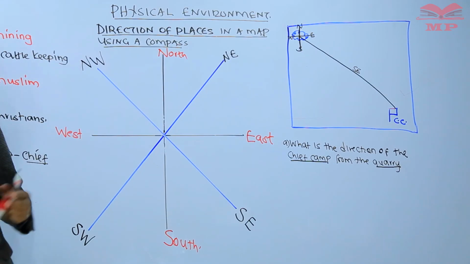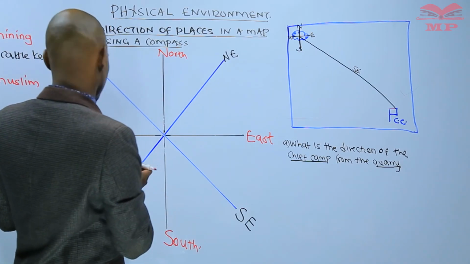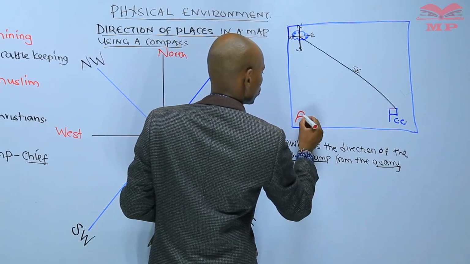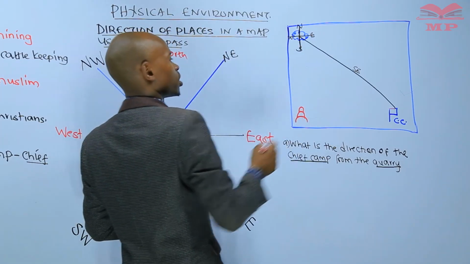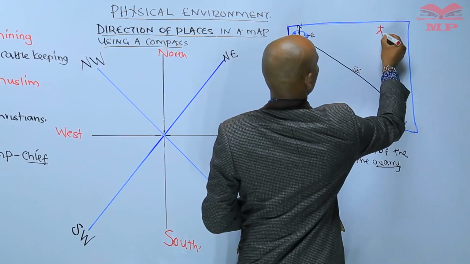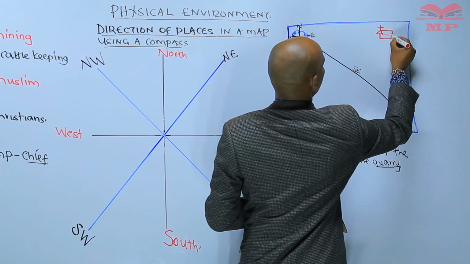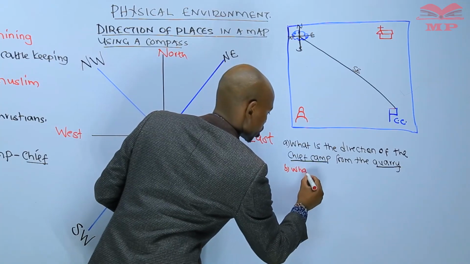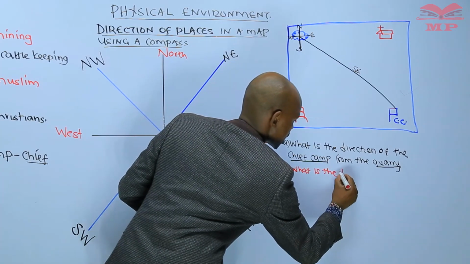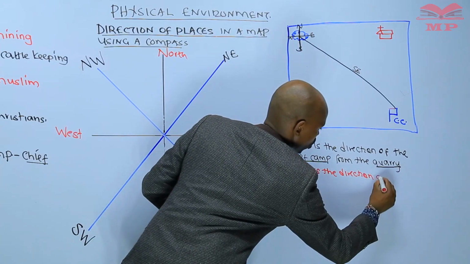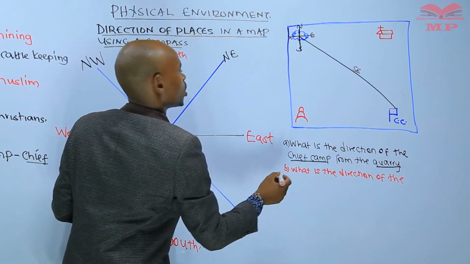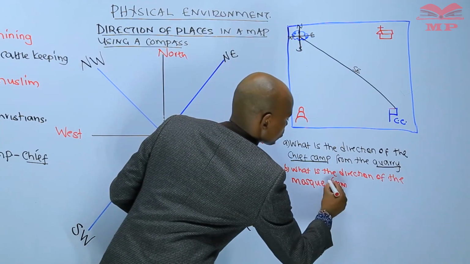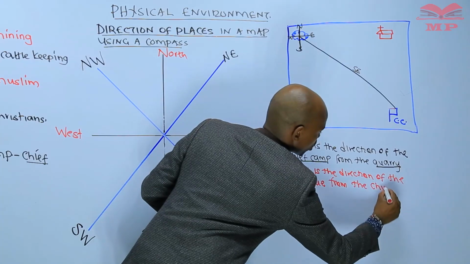Just to give another example, maybe you want to get yourself from the mosque to the church. What is the direction of the mosque from the church?